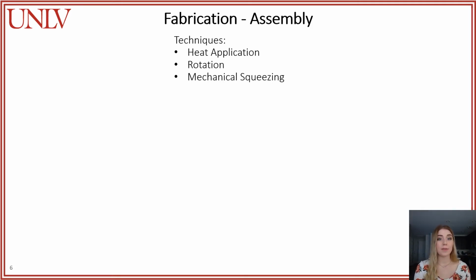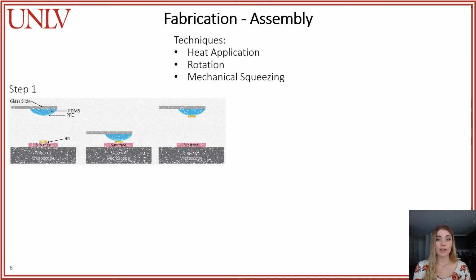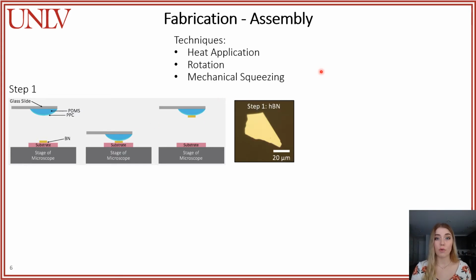The first step is to pick up a boron nitride flake. From the schematic, you can see that the boron nitride flake is on a substrate that sits on the stage of the microscope. Using the micromanipulator, I adjust the position of the glass slide to go down to the stage and pick up the flake. Here is an optical image of what that looks like.